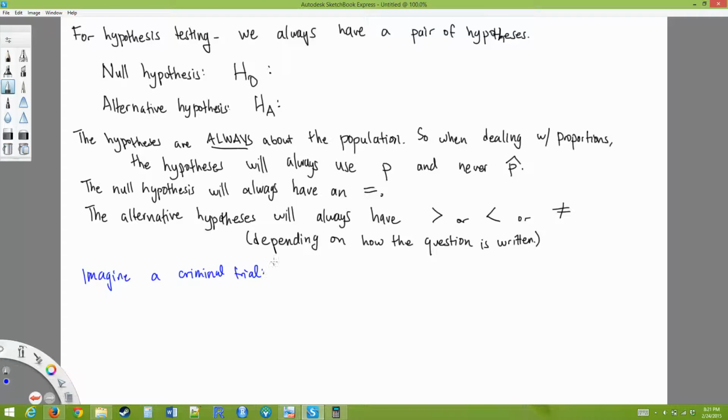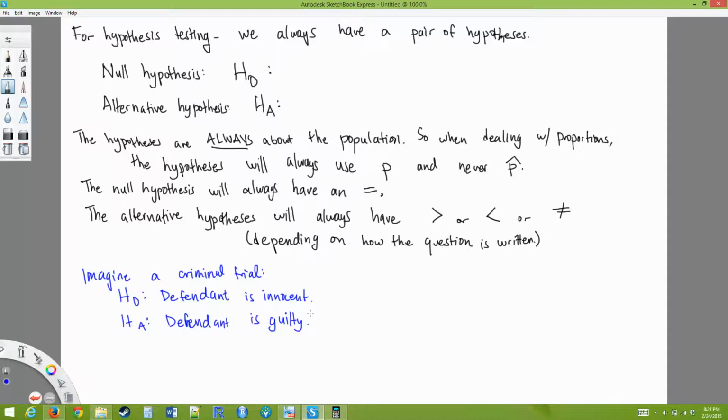Okay. And in the criminal trial, we have a pair of hypotheses. One is that the defendant is innocent. And the alternative is that the defendant is guilty. Okay. So the defendant is innocent of the charges or is guilty of the charges presented against him or her. Okay.